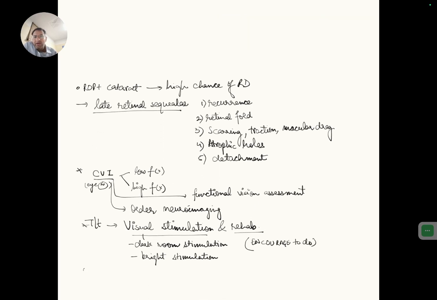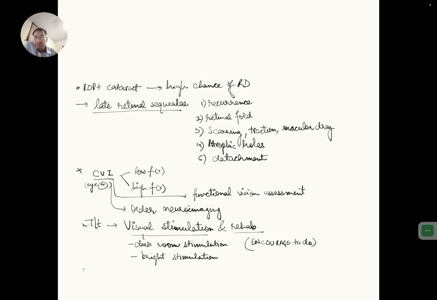If there is ROP plus cataract, there is a high chance of RD in that eye. Late retinal sequelae of ROP are recurrence of ROP, a retinal fold post ROP, scarring, traction or macular dragging because of the ROP, ridges, atrophic holes in the avascular retina, and retinal detachment.